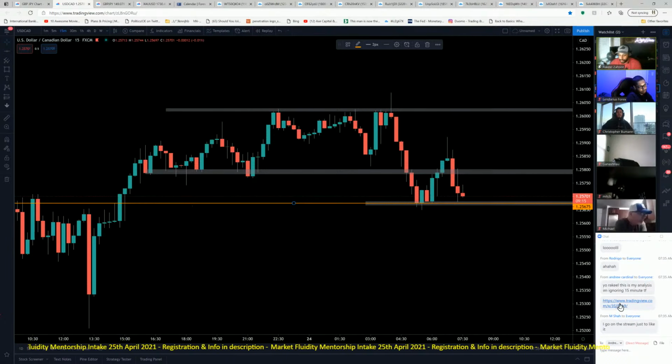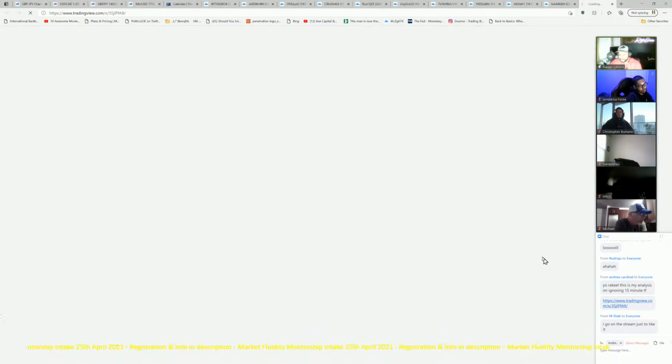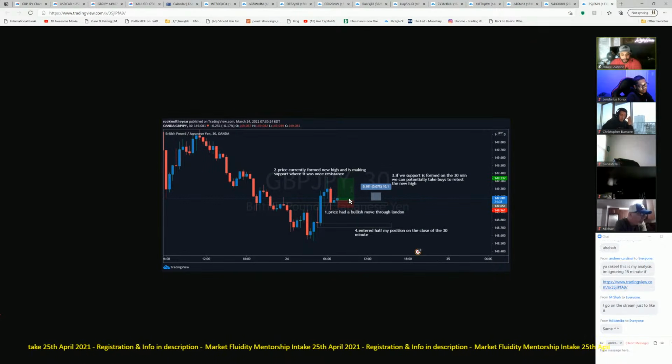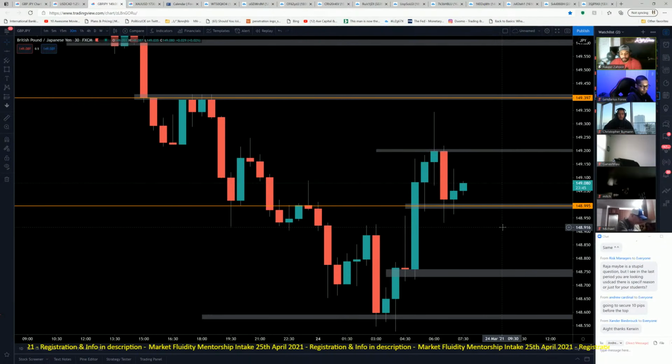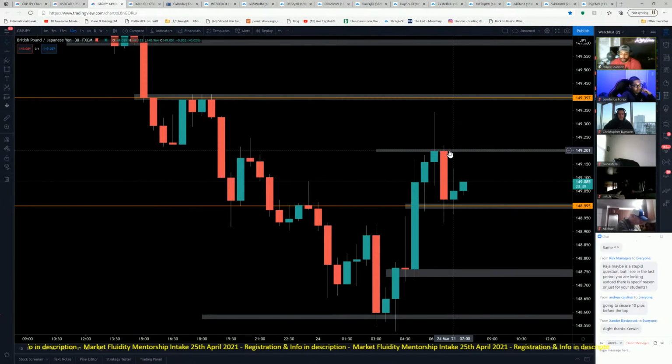Just terrible. Yo, this is my analysis. I'm ignoring the 15-minute time frame. All right, okay, so you're ignoring the 15-minute time frame. Yeah, the only problem I have here is this resistance right here. It currently formed new highs, making a support. If support is formed, the 30-minute can potentially go up. Entered on the, yeah, looks good, man. This looks good. Rookie of the year. The only reason I'm not taking it is because of this resistance right here at 149.200. That's the only reason.